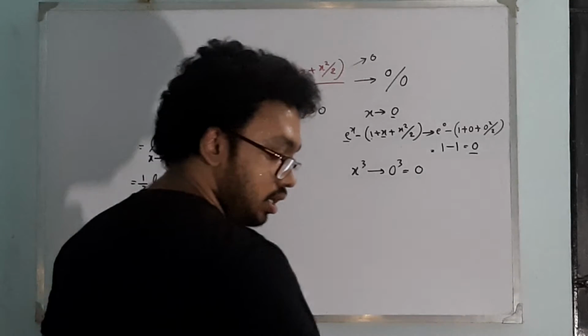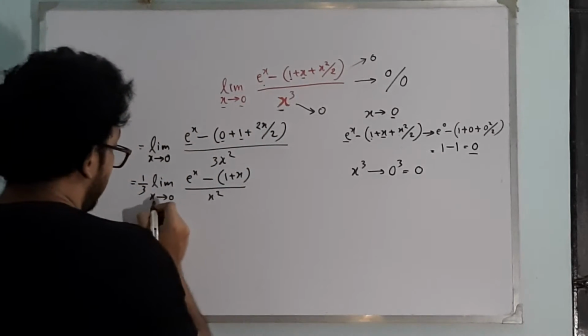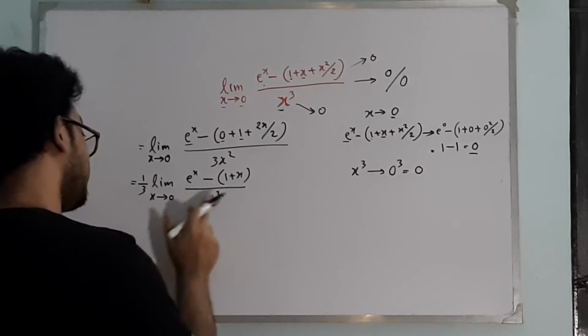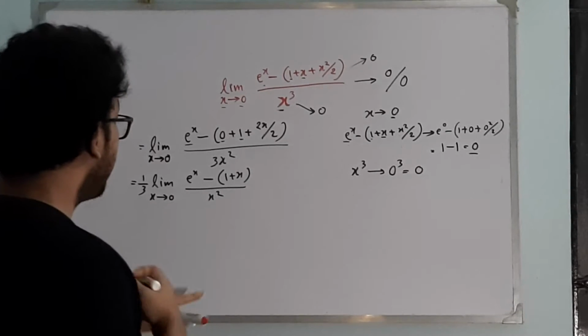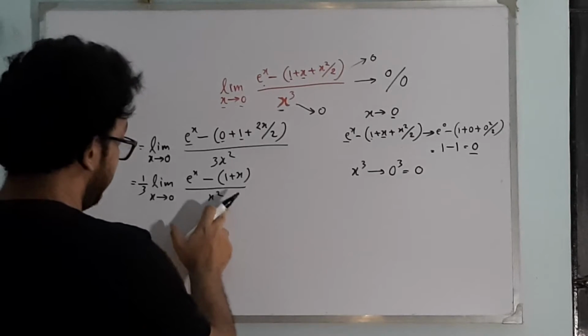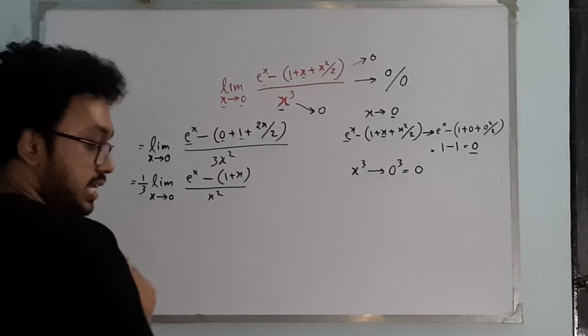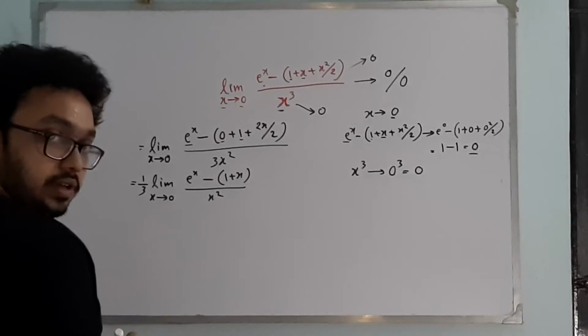Now see, again observe. Now what do we have? We have a function (e to the power x minus 1 plus x) divided by x square, and we have to find out the limiting value of this function when the limiting variable x is tending towards 0, right?